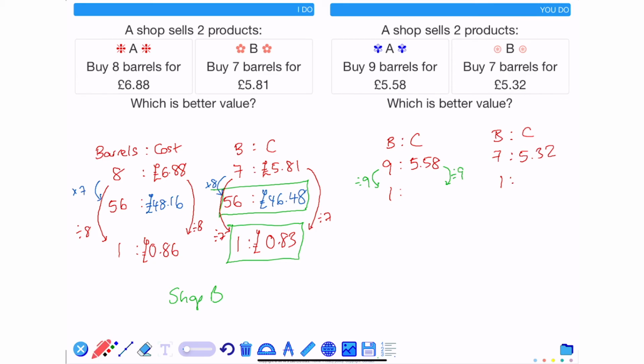And I can calculate that 1 barrel costs 62p at shop A. Doing the same thing for shop B, divide the number of barrels by 7. Divide the cost of 7 barrels by 7, and I get 0.76p. In this example, shop A had the best value. I would save 14p per barrel at shop A.